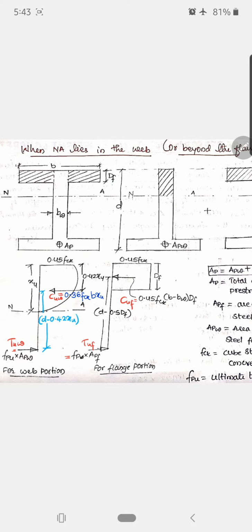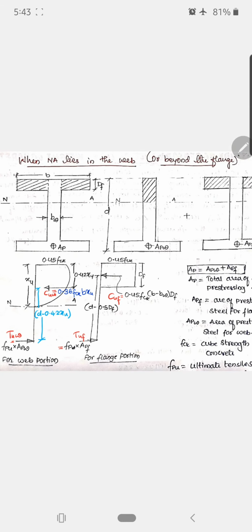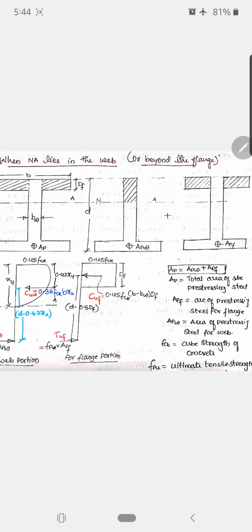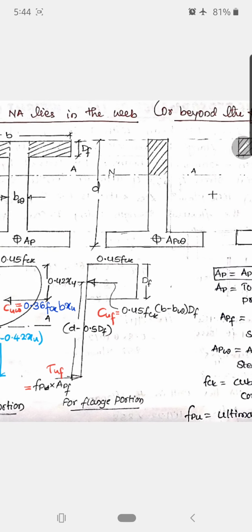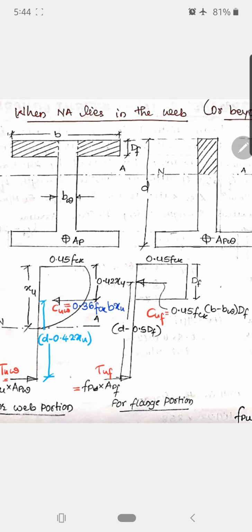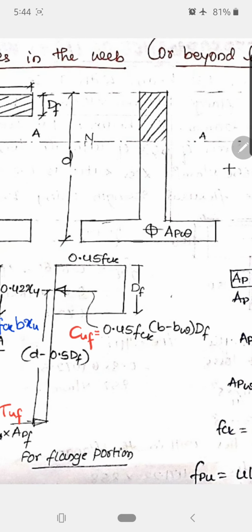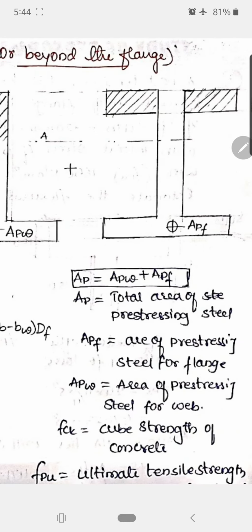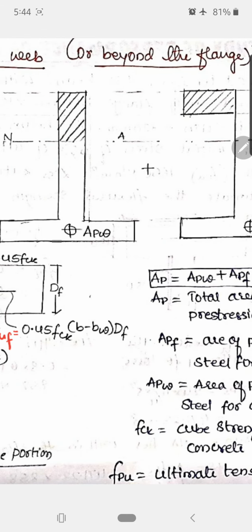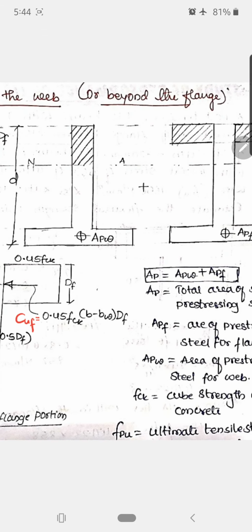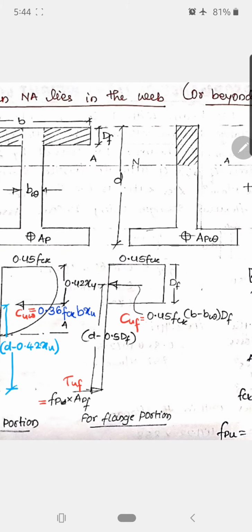Suppose we consider an I section whose width is B and effective depth is D. Now this section whose neutral axis lies in the web is analyzed for two different sections, one for the web section and another for the flange section. This is for the web section and this is for the flange section. Addition of these two will give the complete analysis for the flanged section.